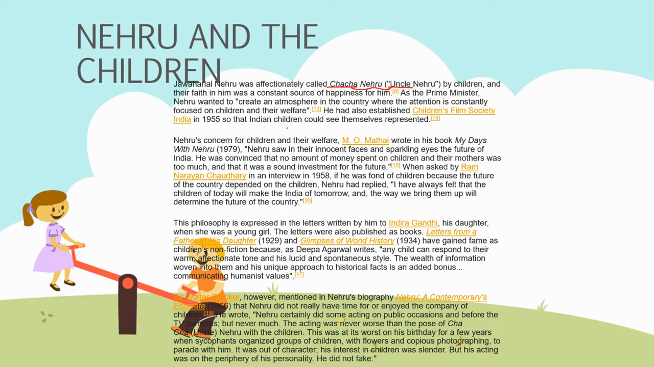Children's love for him, and their faith in him, was a constant source of happiness for him. As Prime Minister, Nehru wanted to create an atmosphere in the country where the attention is constantly focused on children and their welfare. He had also established Children's Film Society India in 1955 so that Indian children could see themselves represented. Nehru's concern for children and their welfare is described in the book My Days with Nehru.